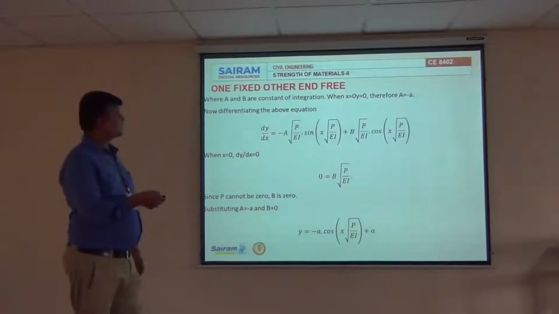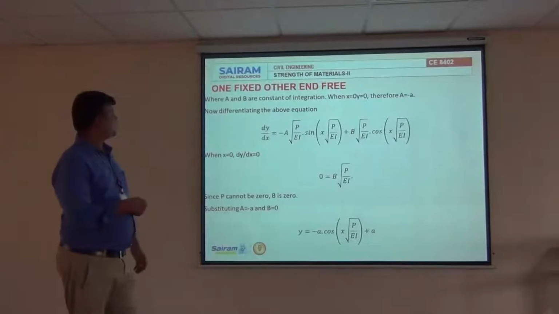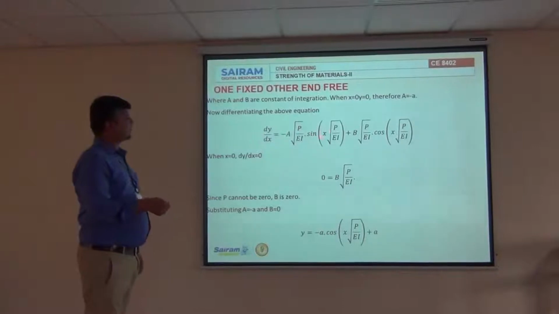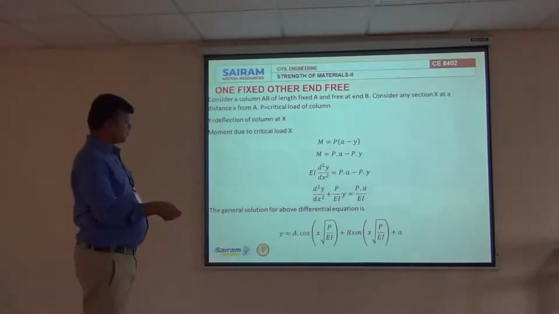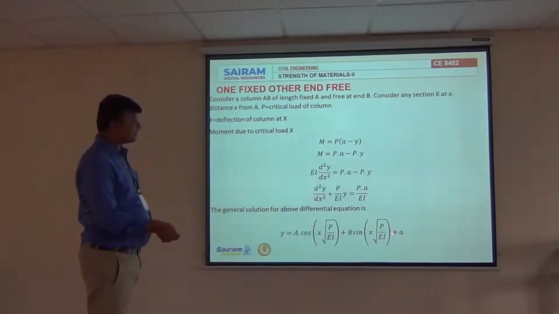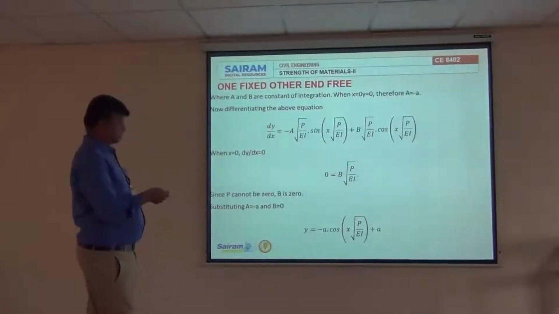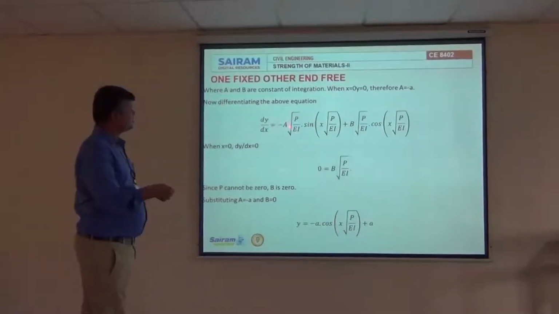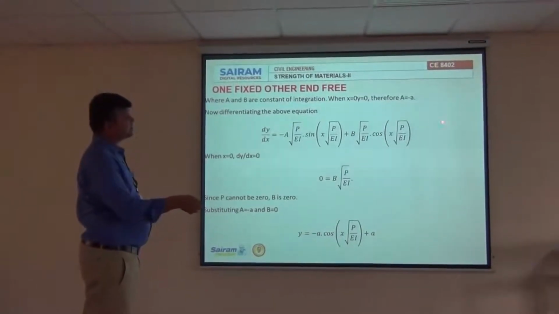The first end condition we are applying is at x equal to 0, y equal to 0. We find A as minus a. Now differentiating the above equation, dy by dx equals minus A into root of P by EI sin x root of P by EI, times root of P by EI. While differentiating, cos will become minus sin and sin will become cos. There is no x term in a, it is a constant, so it will become 0.